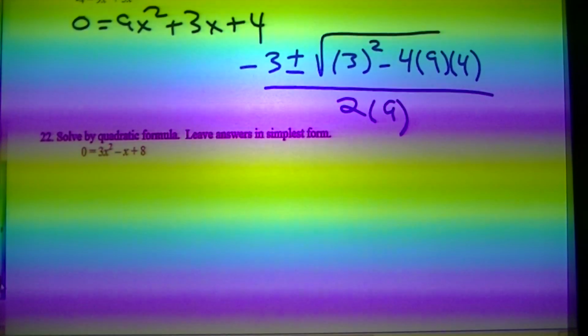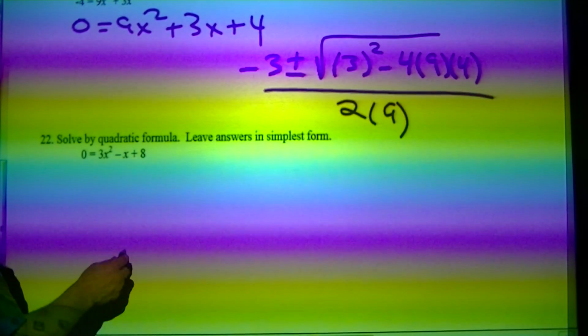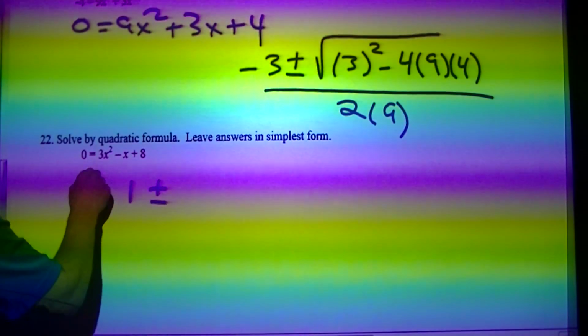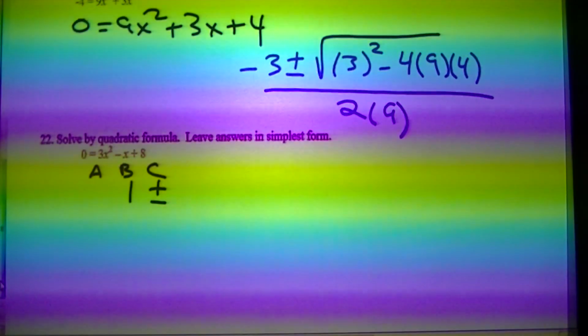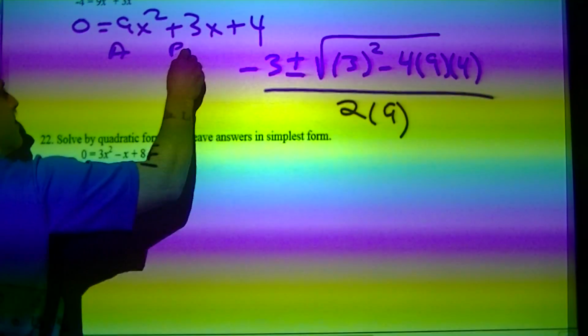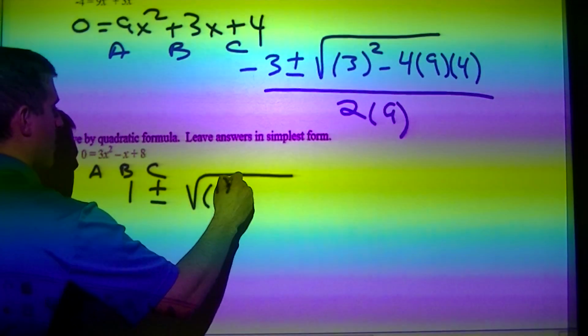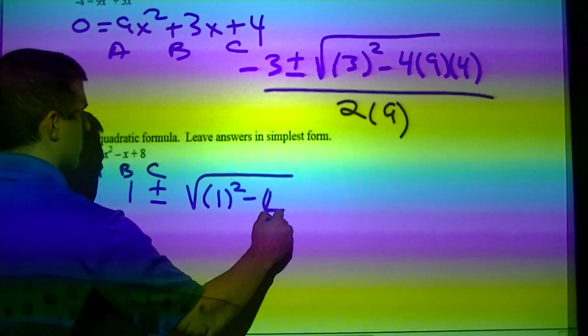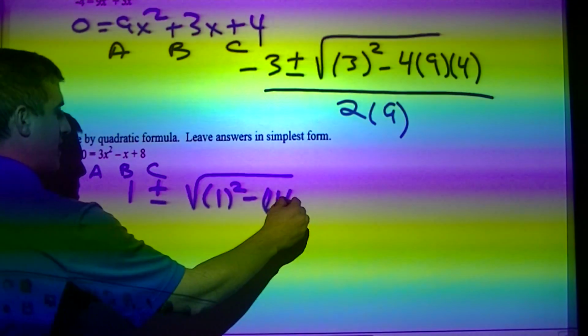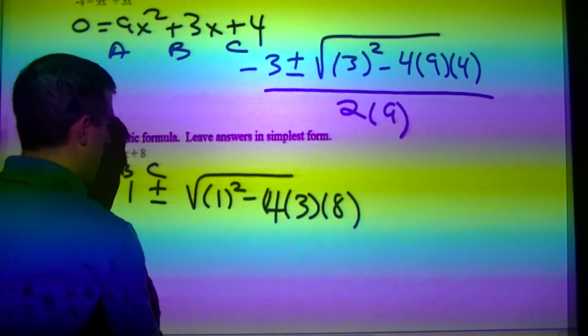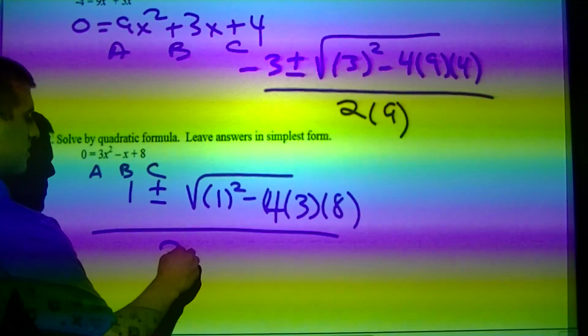Solve using the quadratic formula. Okay, everything's that way. So I got 1. Okay, this is A, B, and C. Okay, so I'm going to preface that up here. A, B, and C. All right. So 1 plus or minus the square root of 1 squared minus 4 times 3 times 8, all over the quantity 2 times 3.